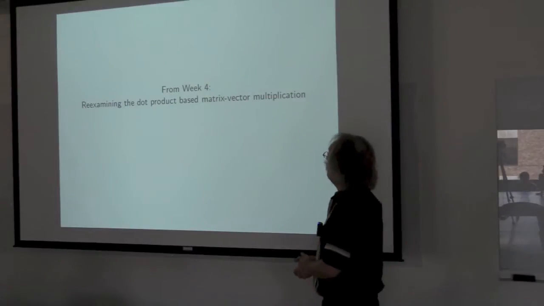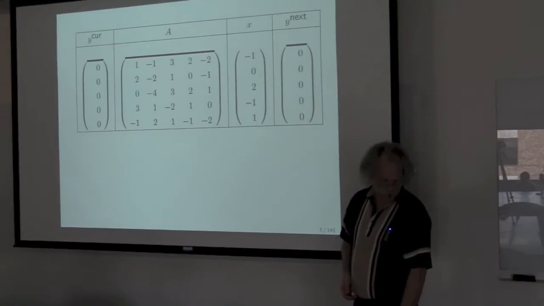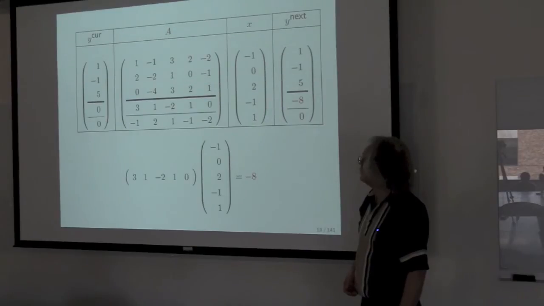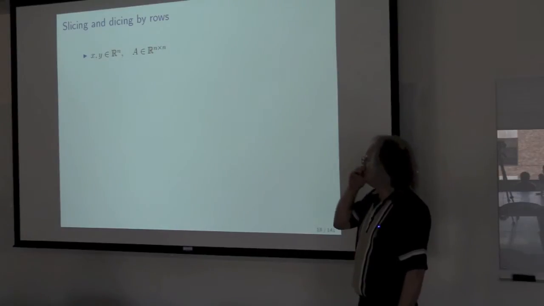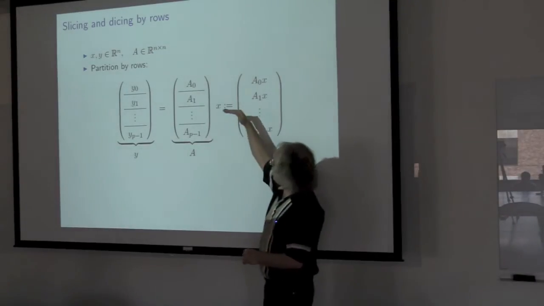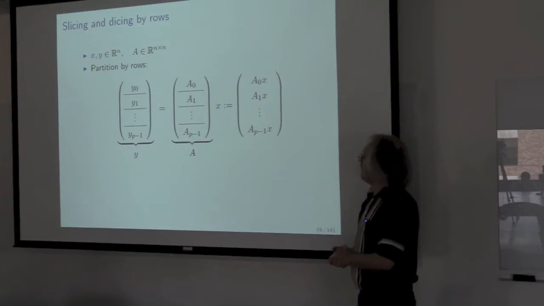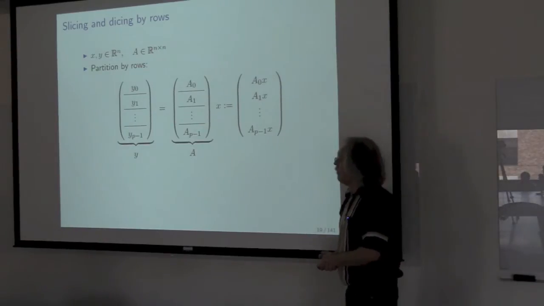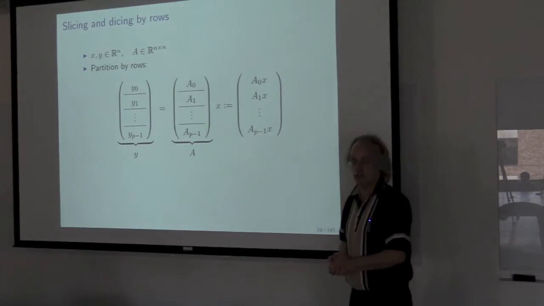Now, back in week 4, we looked at the dot product based matrix vector multiplication, and I stepped through it where we ended up doing dot products of rows with the vector. Then we moved on and said we can instead think of slicing and dicing this, where we take our matrix and simply partition it into P submatrices. You do the same thing with the vector y, and you don't partition x. Then you do a partitioned matrix vector multiply to find out that really you just need to do matrix vector multiplies with the blocks.